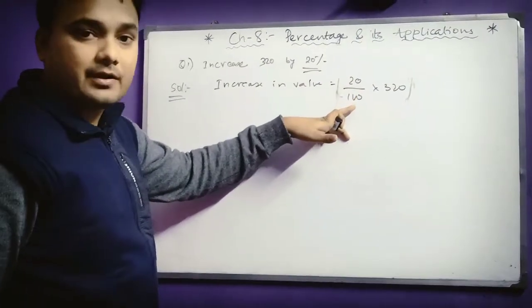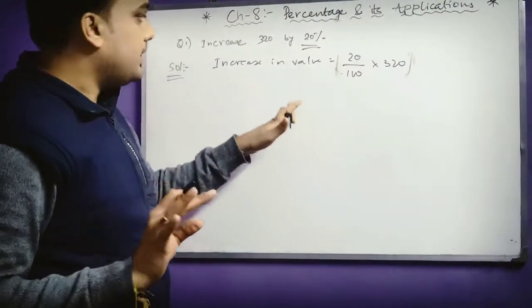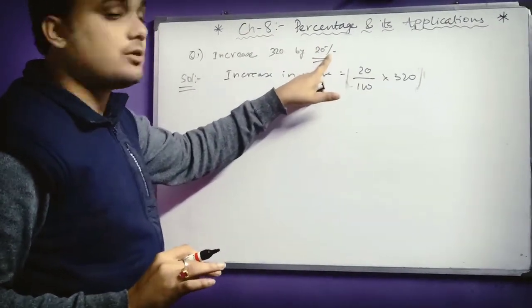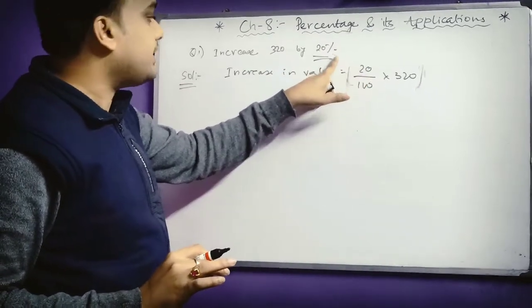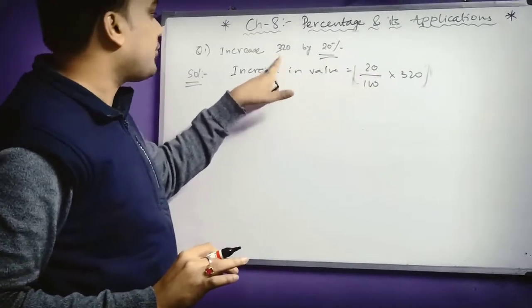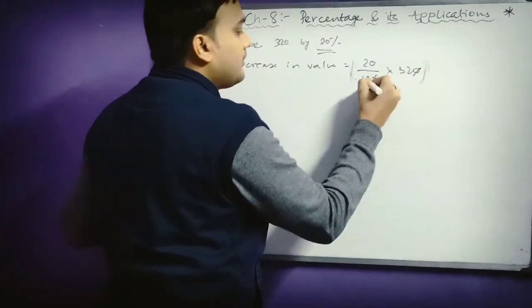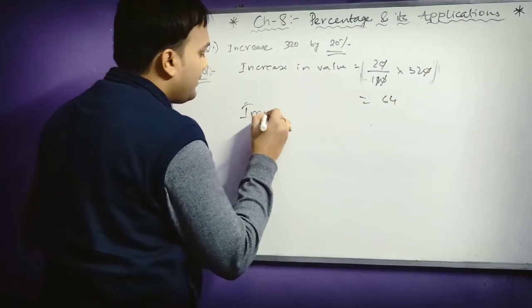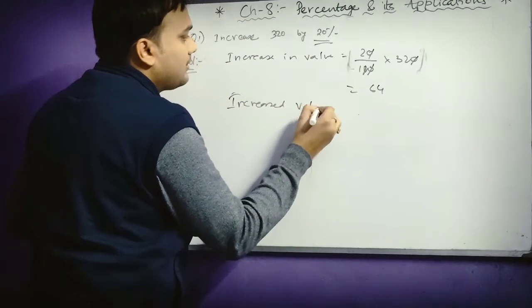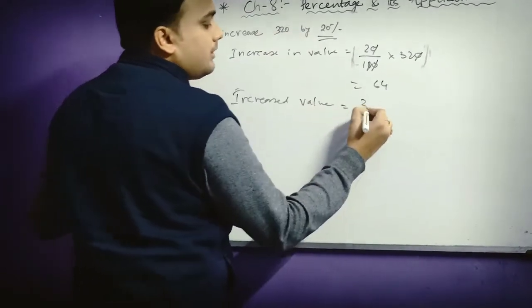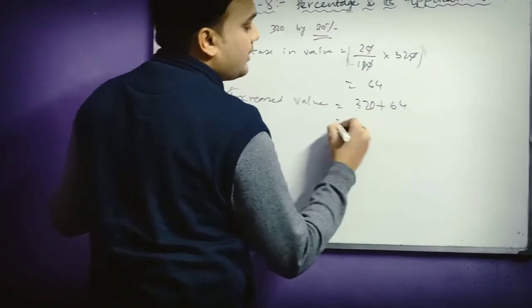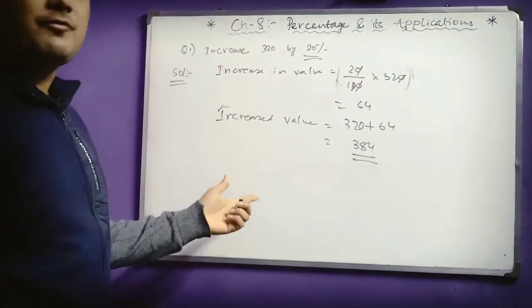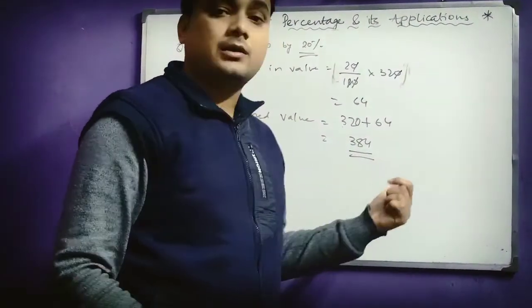Here you see you have the percentage sign already present, so you have to remove this percentage sign. So what will we do? Divide by 100. We are not asked to find the percentage here, we just have to find the increased value, that is 20% will be increased. So we'll put by 100 and then into 320. Okay, so we will get here 64. So the increased value: the original value was 320 and now it has been increased by 64, so our answer will be 384. So if 320 is increased by 20%, it will give 384 as our answer.